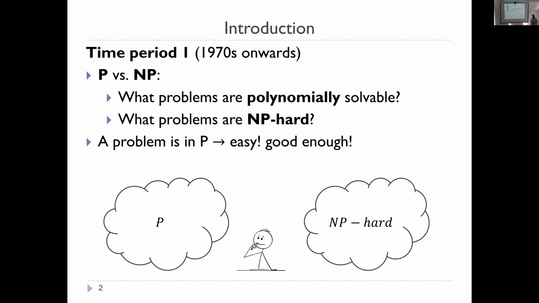The first one, maybe starting around the 1970s, was about P versus NP. So given a problem, you want to know whether it is in P, or polynomially solvable, there is an algorithm that runs in polynomial time, or whether it is NP hard. And if it was in P, then people maybe thought that was good enough, was easy, right? We're happy.